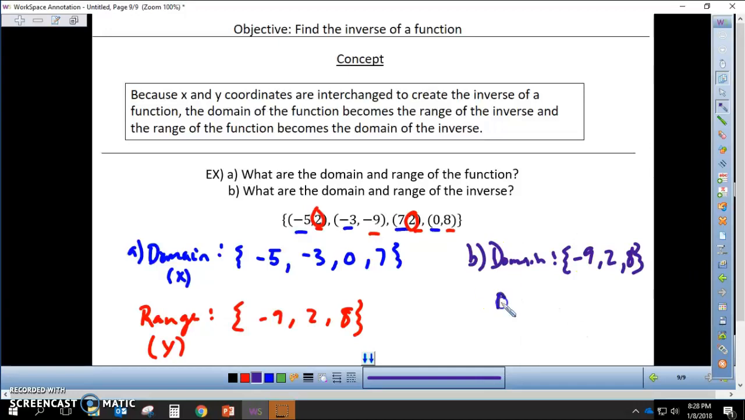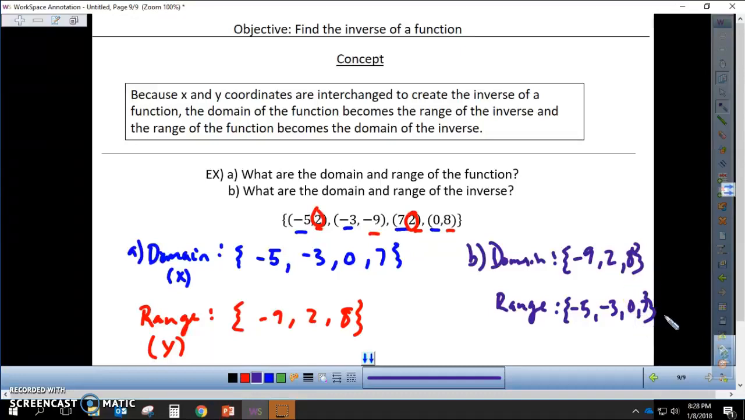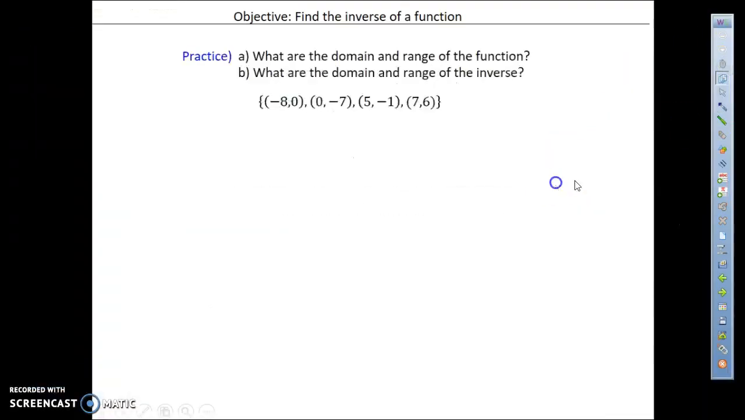Okay, and then the range is the domain. So I have -5, -3, 0, and 7. That easy. That's it. Okay, so nothing complicated there. Here's a practice problem. Again, pause the video, try this. This is super duper easy.